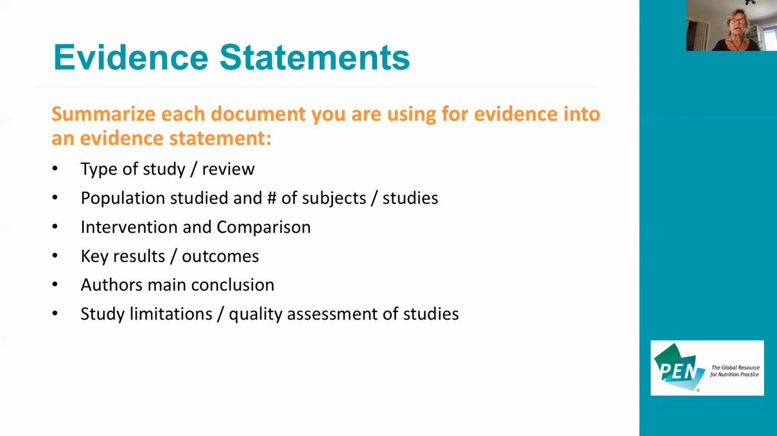Sometimes it helps to explain the author's main conclusion as it relates to the results. But in order to be able to interpret this and give it a grade of evidence, we also want to identify the study limitations and an assessment of the quality of the studies, so that we can ultimately assign a grade of evidence to it and interpret it. So I'll take you to a couple of examples in PEN to show you what this looks like, and then encourage you to ask some questions.